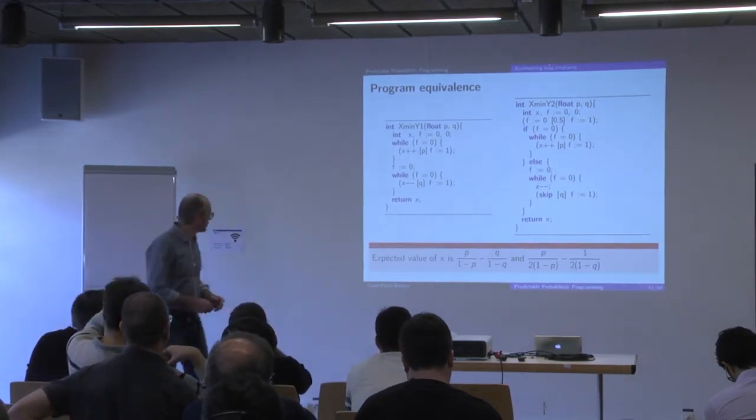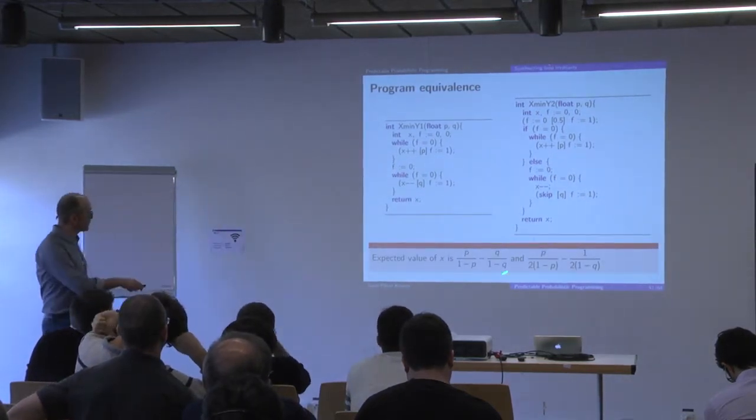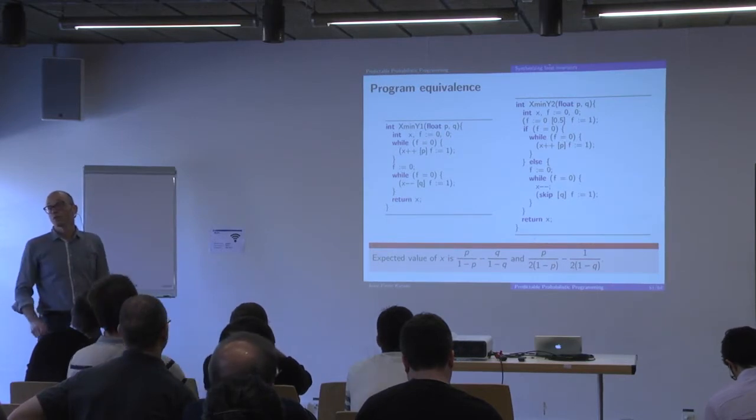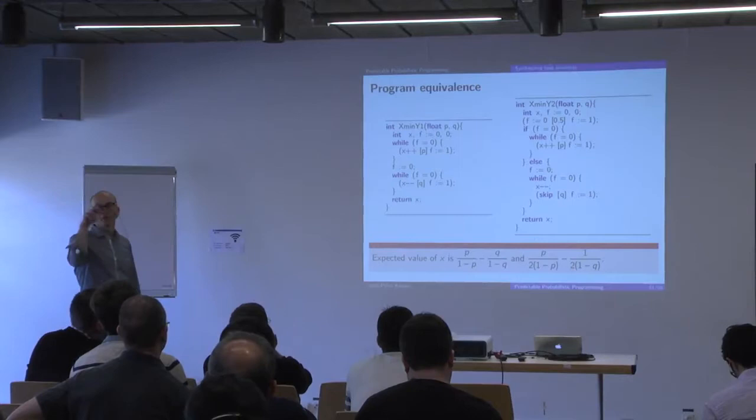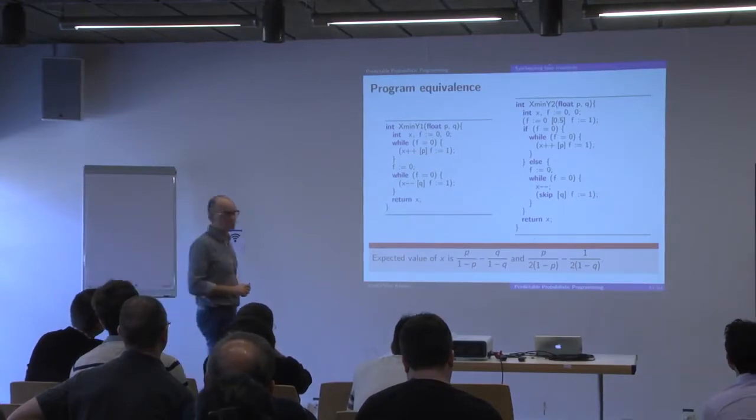And finally, you can do some analysis by saying the expected value is this, and then you can use some standard numerical techniques to solve it. And then you get the solution: Q is 1 over 2 minus P.